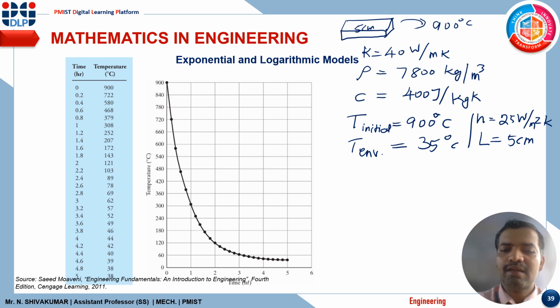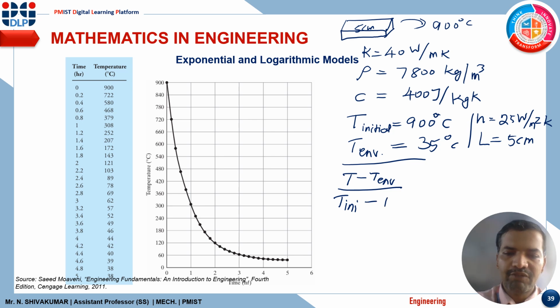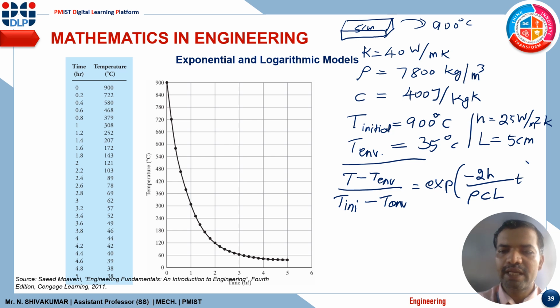So now what is the model? The model of the equation: T minus T environment divided by T initial minus T environment equal to exponential of minus 2h divided by rho C L multiplied by t. What is t? Time. Time is measured in hours. So it is 0, 0.2 hour, 0.4 hour, 0.6 hour, similarly it is going like that.